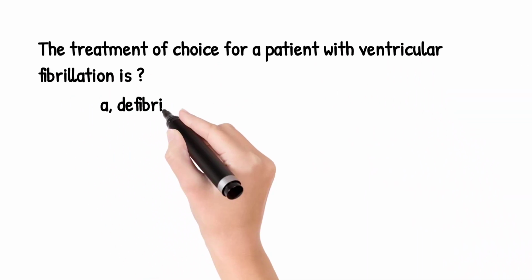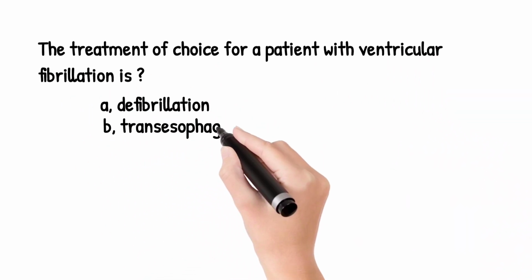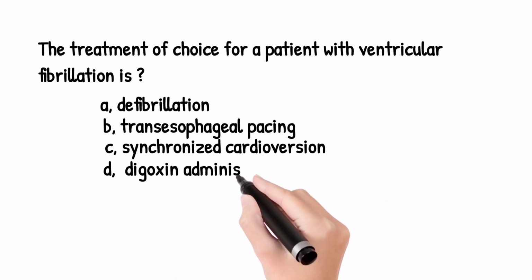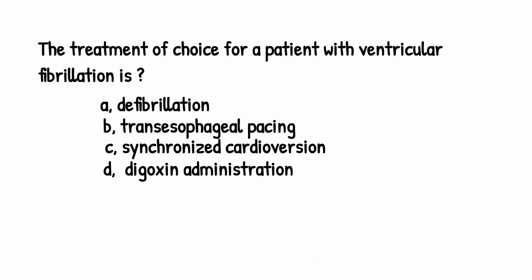The treatment of choice for a patient with ventricular fibrillation. Option A. Defibrillation. Option B. Transesophageal pacing. Option C. Synchronized cardioversion. Option D. Digoxin administration.